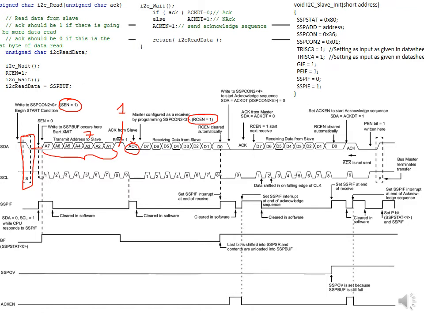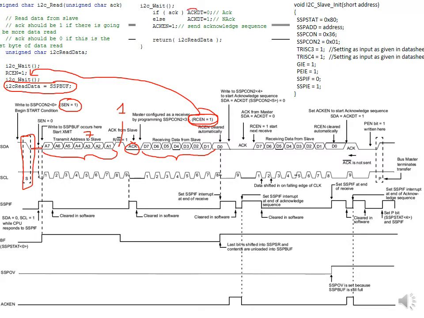Oh, sorry. In the master we give this bit equal to 1 here, and then we read, and then the data will transmit to the master. That means we just read the data from the buffer.